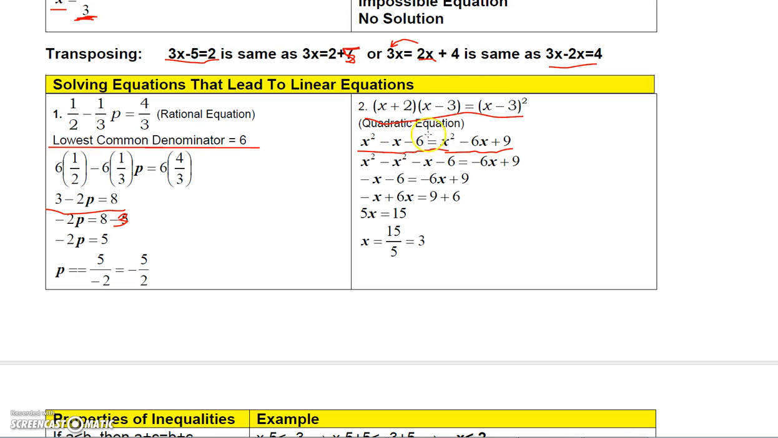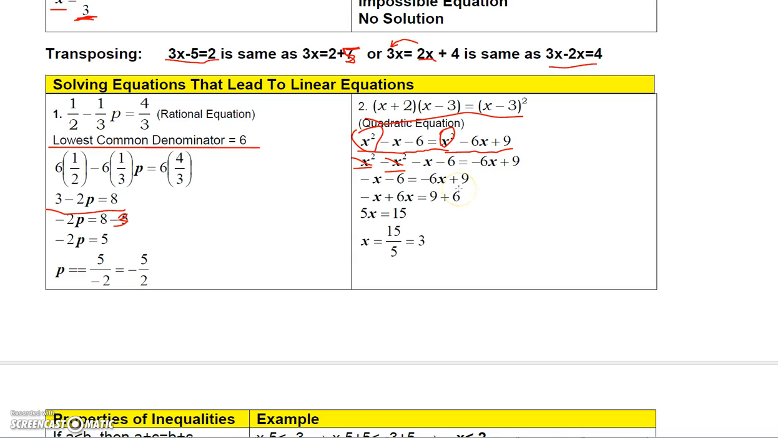Now, we're going to notice that we have an x squared on both sides. So let's say I move this x squared. Remember, I can transpose it to the other side, and then I would get x squared minus x squared on the left, and it disappears from the right. Then basically the x squareds will cancel, and I'm left with just the minus x and the minus 6 on the left, and the minus 6x plus 9 on the right.